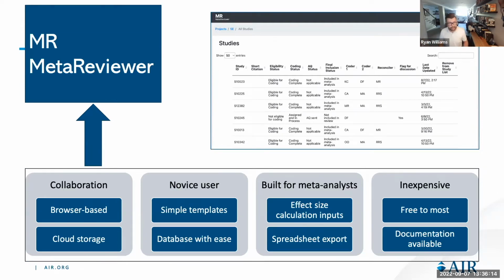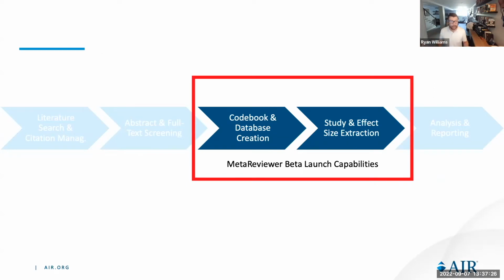So with the support of NSF, we've been working on this project that is going to be really end-to-end collaborative systematic review software. It's going to help folks work together on screening, coding, information extraction. And so this is where we are in the beta version of MetaReviewer. And Josh is going to talk through what this looks like. So under the beta launch capabilities, we're really going to demonstrate codebook and database creation and basic information extraction, so study and effect size data from primary study reports.